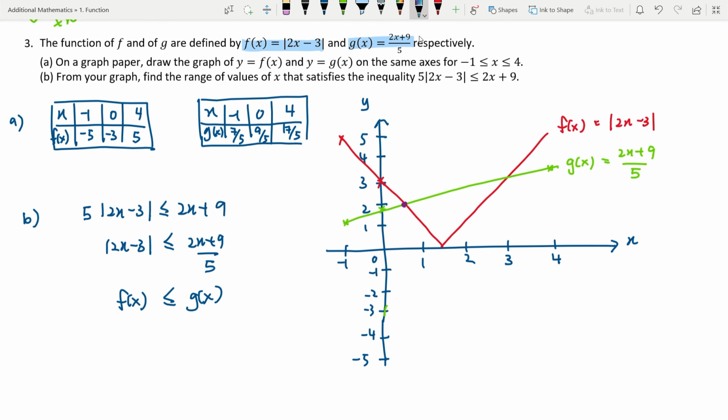Starting from this point, up until this point. So we will have the range of value of x that f(x) is lesser or equal to g(x). Because I didn't do it on a graph paper, I cannot read the actual value. I will just write x1 and x2 for these two intersecting points. If you are doing it on a graph paper, you should have the proper x value. So for this one, I will just write the x is between x1 and x2.